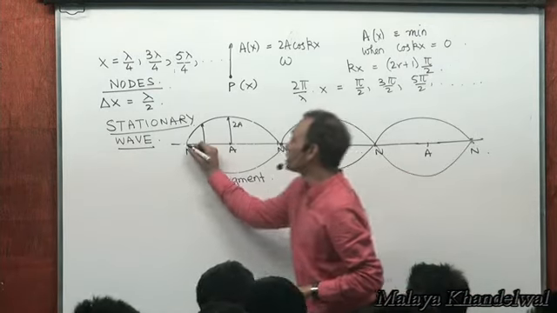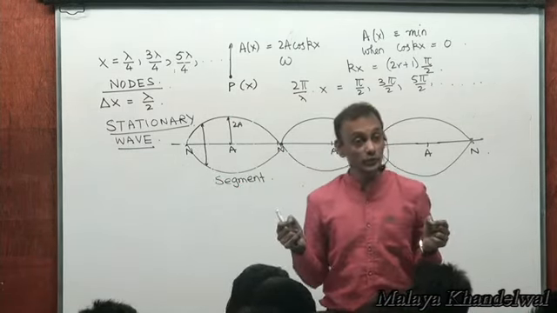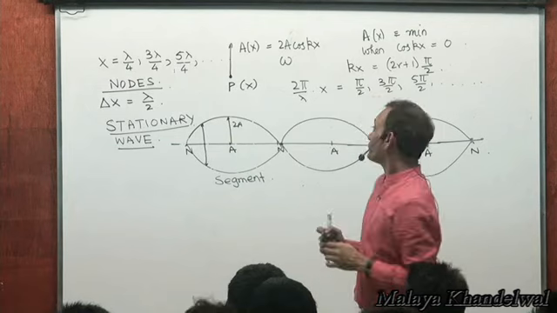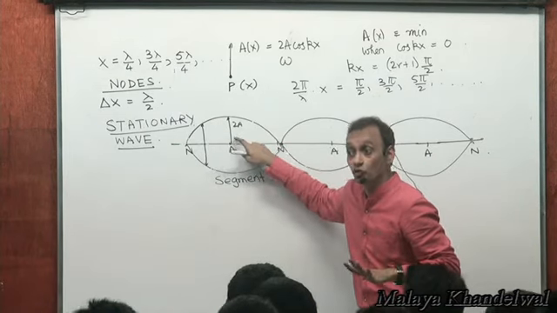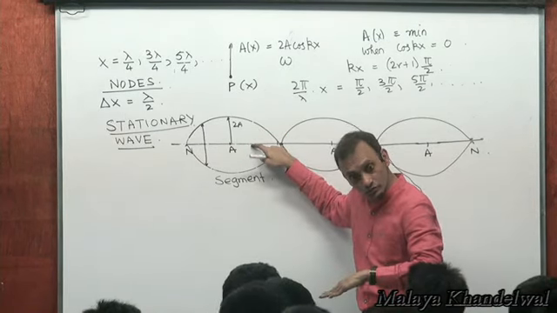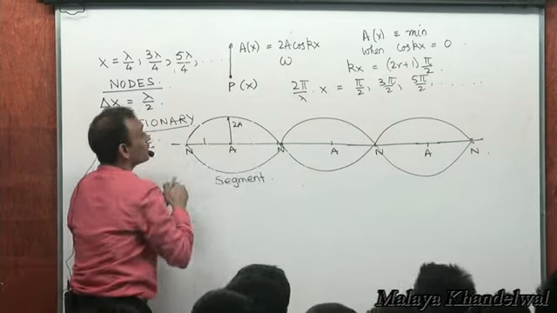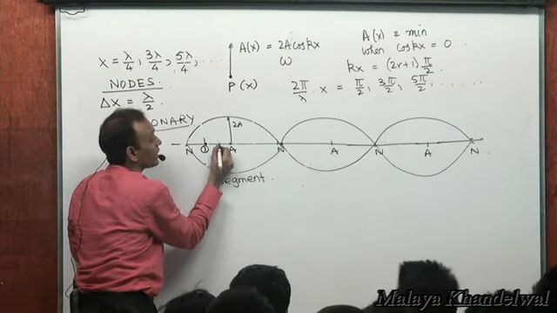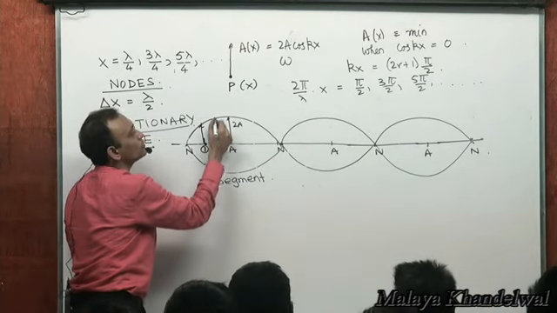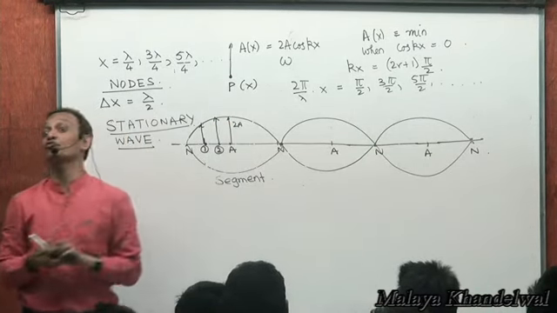What we will learn very shortly is the following. This is a given segment. The region between consecutive nodes is a given segment. All particles of this segment, even though they would execute simple harmonic motion of the same omega but with different amplitudes, will be in phase with each other. If I look at this particle 1 and this particle 2, the amplitude of motion of particle 1 is this, the amplitude of motion of particle 2 is this. They have the same omega, but different amplitudes. Yet, they would be in phase with each other.